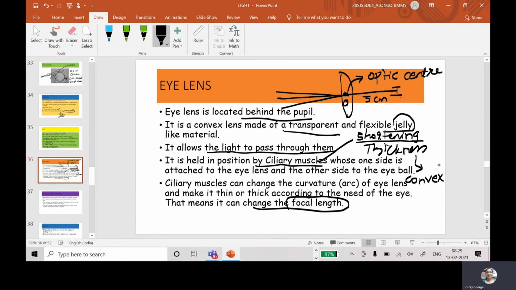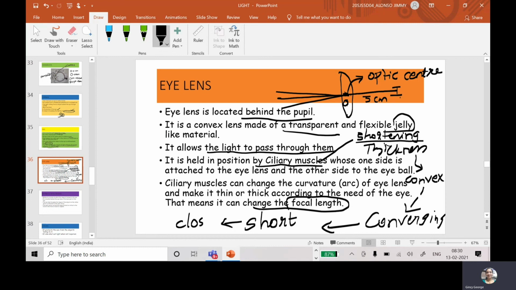So it is shortening the eye lens and giving thickness to the eye lens, which gives the same action as a convex lens: converging, making the light rays meet together. That converging action helps to see the object which is kept at a short distance, very close to you. You're able to see by this action.